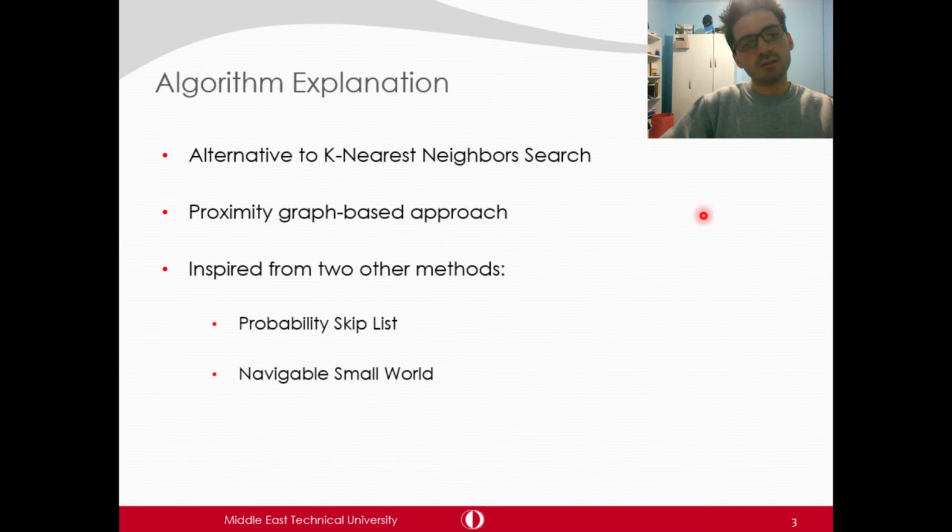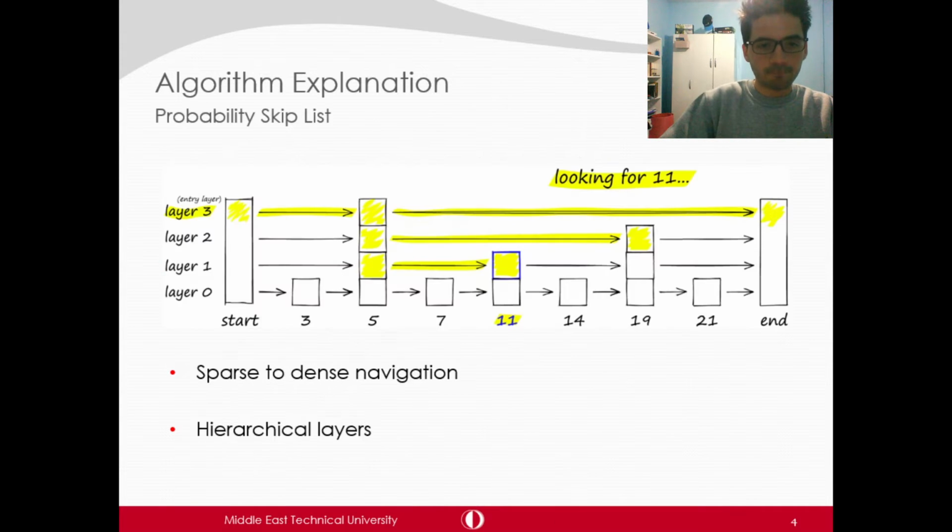And this algorithm was developed by getting inspired from two other methods. These are called probability skip list and navigable small world. I will briefly introduce these methods to explain the algorithm of this project to you better. So let's move on to probability skip list.